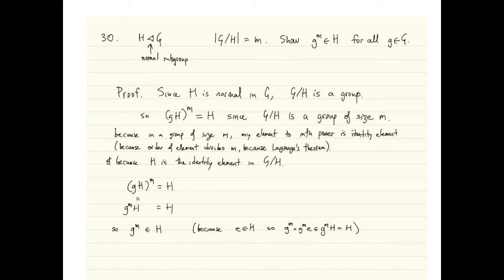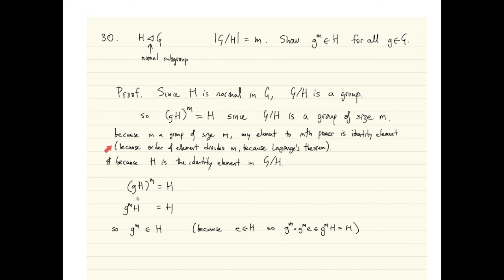If you have a group of size M, then if you take any element of that group and raise it to the Mth power, you'll get the identity element. That's a consequence of Lagrange's theorem, or consequences of how the cosets partition a group. So in particular, gH is an element of this factor group or quotient group. And so if I take this coset gH and raise it to the Mth power, I'll get the coset H, because H is the identity element of this factor group.